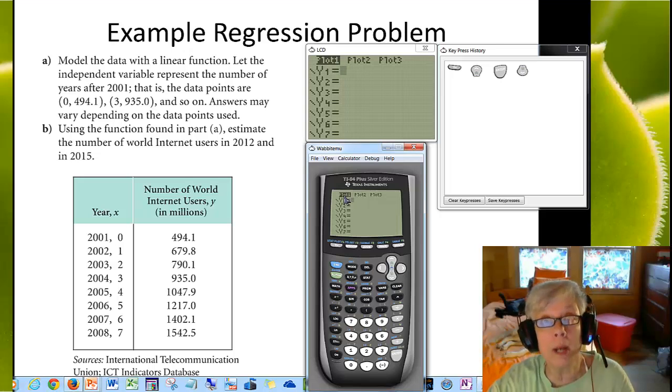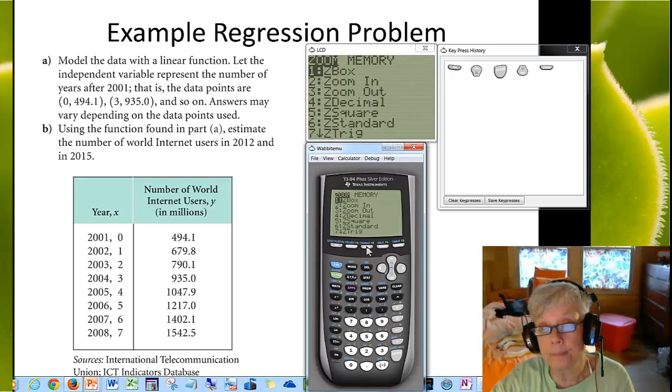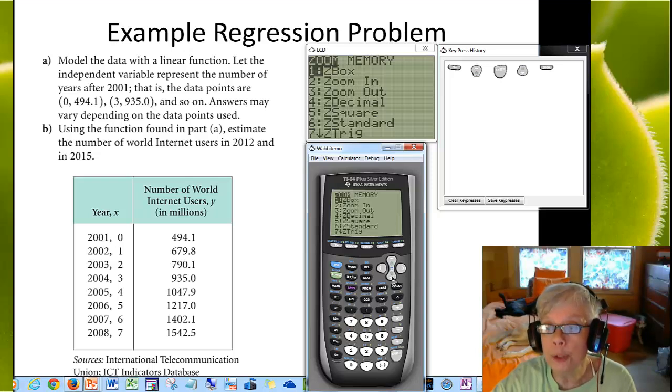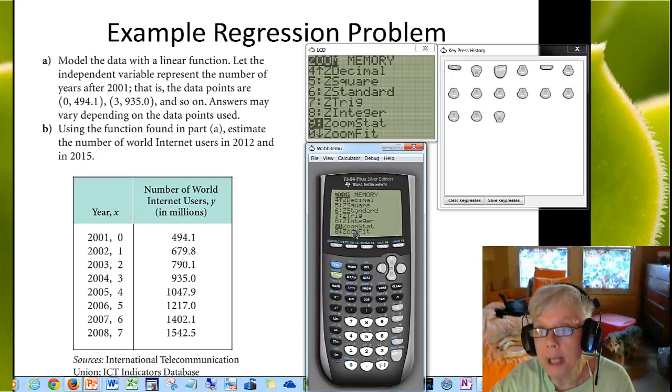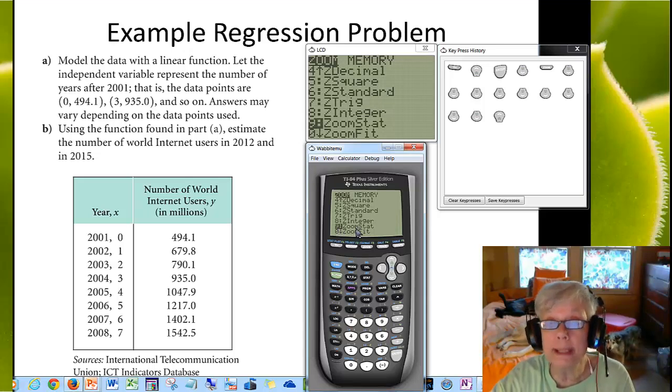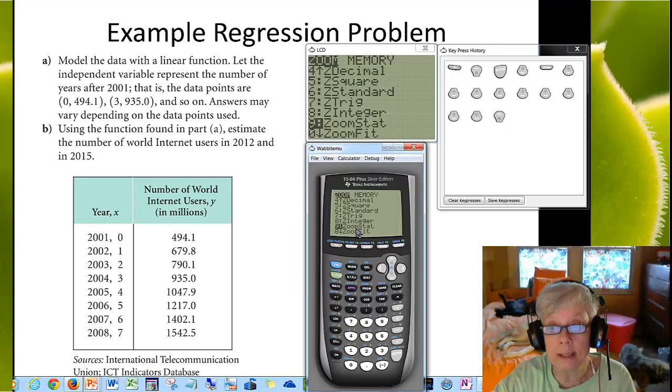Now, this is what I want you to do. I want you to follow the cursor here. And I want you to push the zoom key. Now, don't push anything yet. Instead, push your down arrow key and go through the different possibilities. Back one. Number 9, zoom stat. We're doing statistics right now, so I want zoom stat. I'm going to hit enter there at zoom stat.